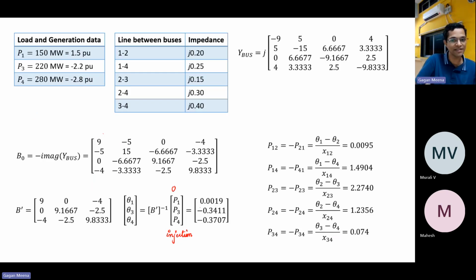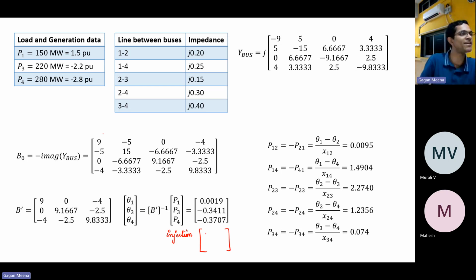If it is demand, then injection is 0 minus that demand, so it will become negative injection. These two are negative. Loads are negative, correct. So they are negative injection. They are not injecting, they are drawing. That's why they are negative.